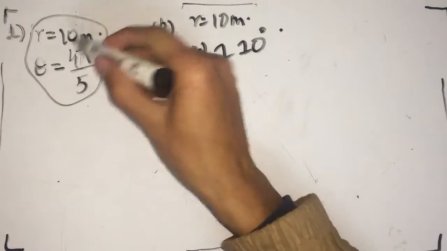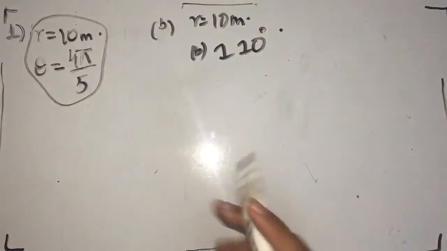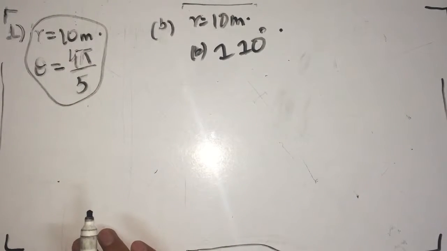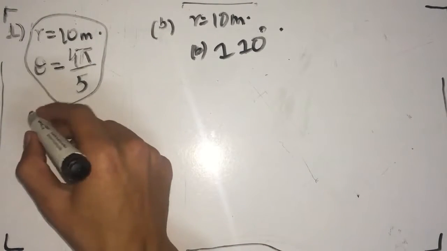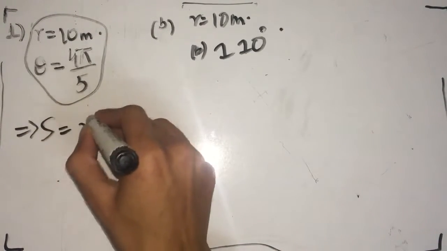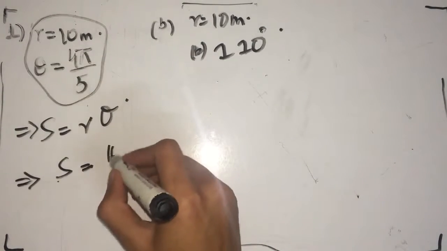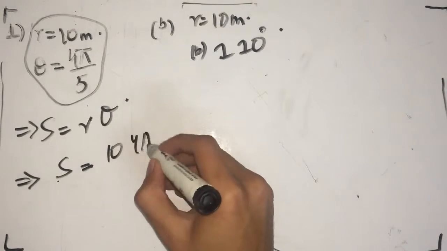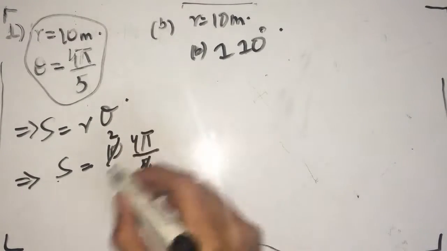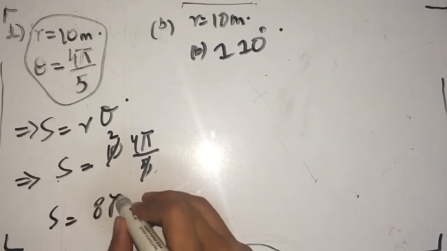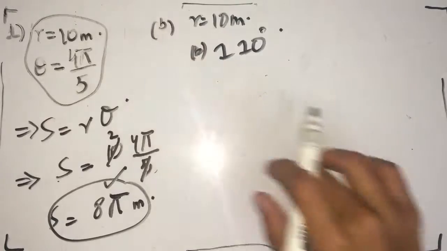This is in radians and this is in degrees, but we can also convert degrees into radians, so you guys don't need to worry about this. Here, what is the formula that involves the radius and theta and gives you the length of the arc? Well, that is s equals r theta. So we put the values. Our r is 10, our theta is 4 pi by 5. The 5 divides into 10 to give 2, so that gives me 8 pi meters. So this is the length of the arc which subtends this angle.